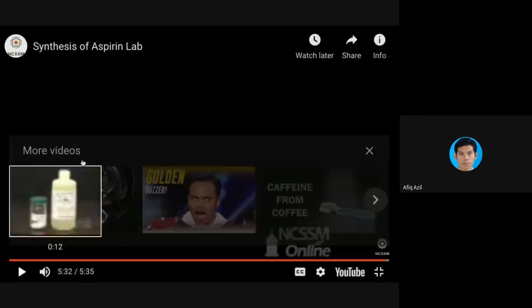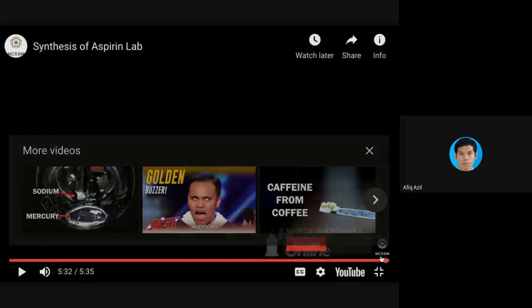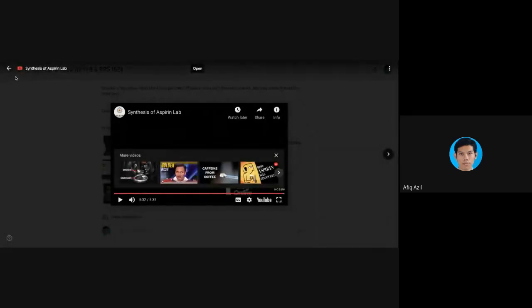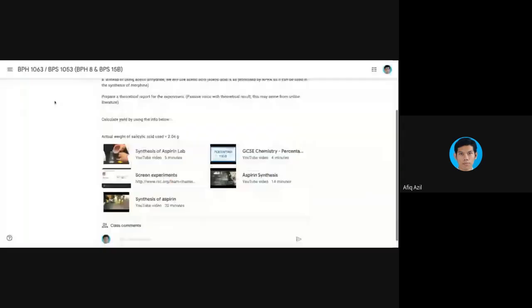Okay, so from these videos, you actually see there are two parts. First is the synthesis of the aspirin itself, and also the recrystallization of the aspirin. So this is more or less the general way of synthesizing any compound, even for an inorganic chemical compound. You still have to do the recrystallization on the product form.